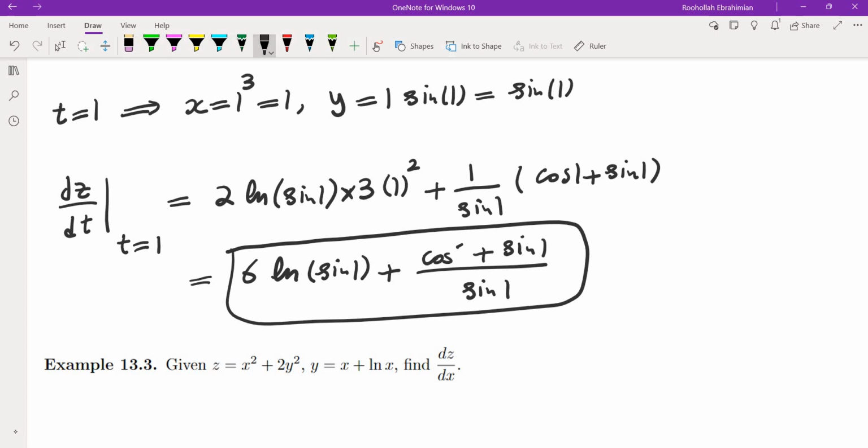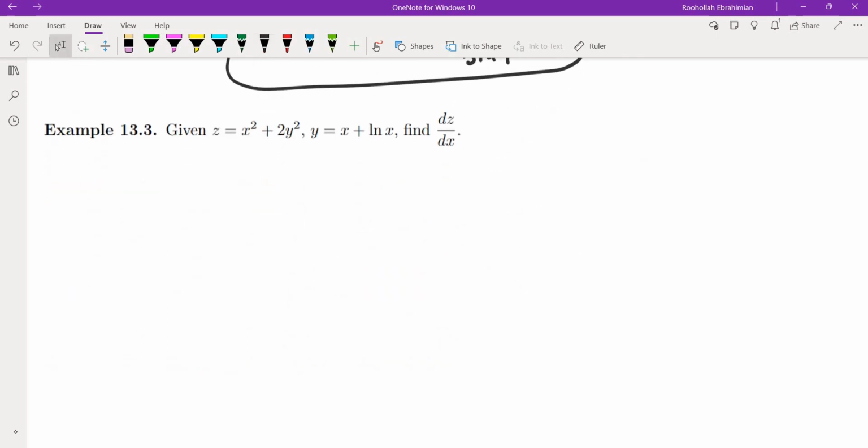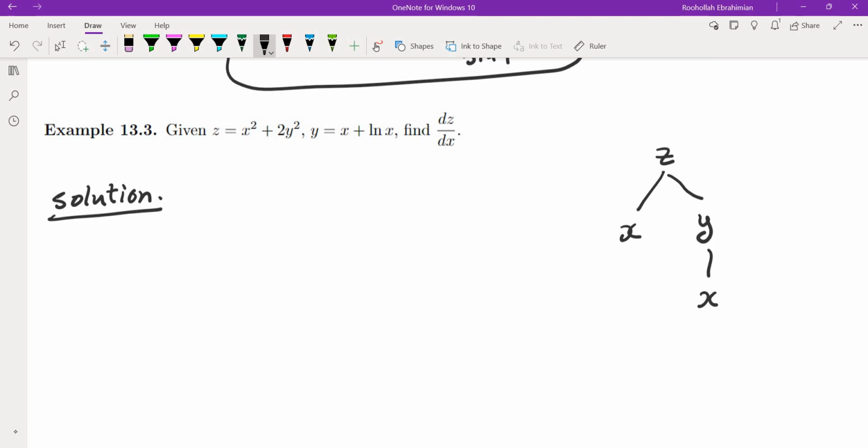Okay, so let's do one more example on the chain rule. So here is another example. We have z as a function of x and y. We'll start by drawing a tree diagram. So z is a function of x and y, y is a function of x, and we are trying to find the derivative of z with respect to x.